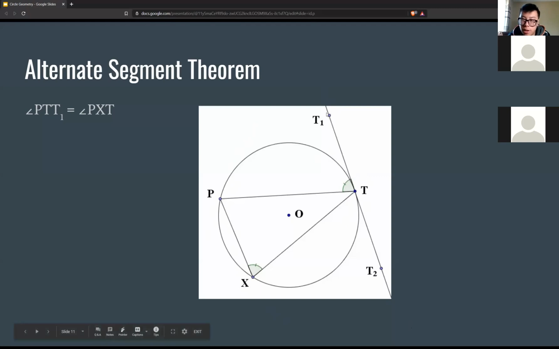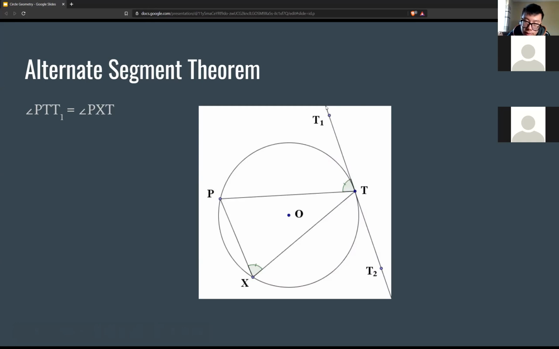And say this tangent line has endpoints T1 and T2. What this theorem states is that the angle PTT1, this green angle highlighted right here, is equal to angle PXT, this green angle right here. So basically the angle that is made between a tangent line and one of the side lengths of the triangle is equal to the opposite angle inside the triangle.